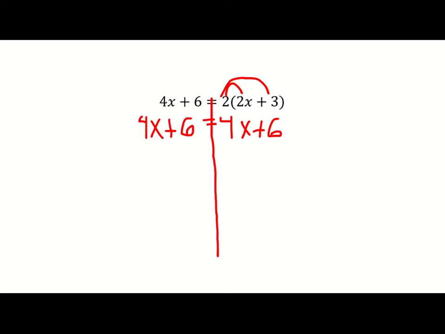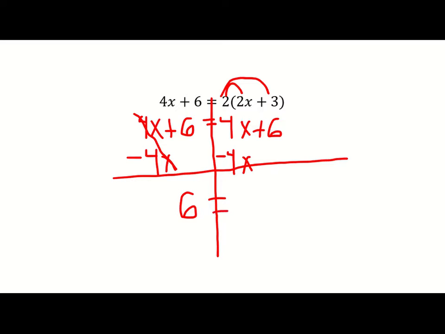And then I want to work on getting my variables on one side. So I have 4x and 4x. They're the same, so I'm just going to pick one and do the opposite. So I'm going to subtract 4x on both sides. Well, when I subtract 4x on both sides, on the left the 4x's cancel. I'm left with 6. And on the right, the 4x's cancel, I'm left with 6.